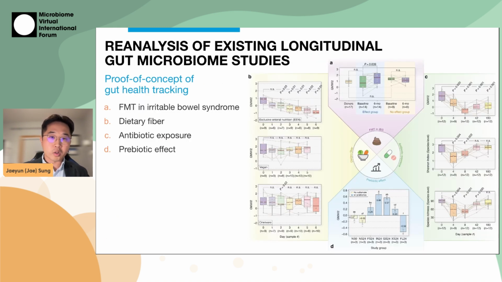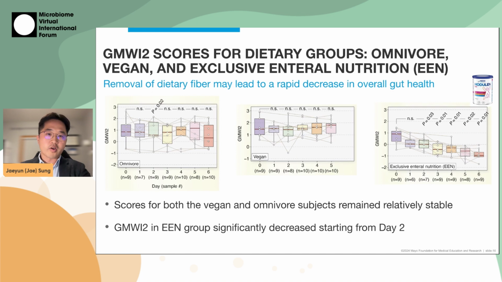In the last part of the paper, we applied GMWI2 on existing longitudinal cohorts to show the proof of concept of gut health tracking using our index, and we demonstrate this across 4 different themes or scenarios. Among these 4 scenarios, I'll talk about how the Gut Microbiome Wellness Index changes when you get rid of fiber in your diet. So very briefly, we find that for those on omnivore diets or vegan diets, the wellness index stays relatively stable over the course of 5 to 6 days.